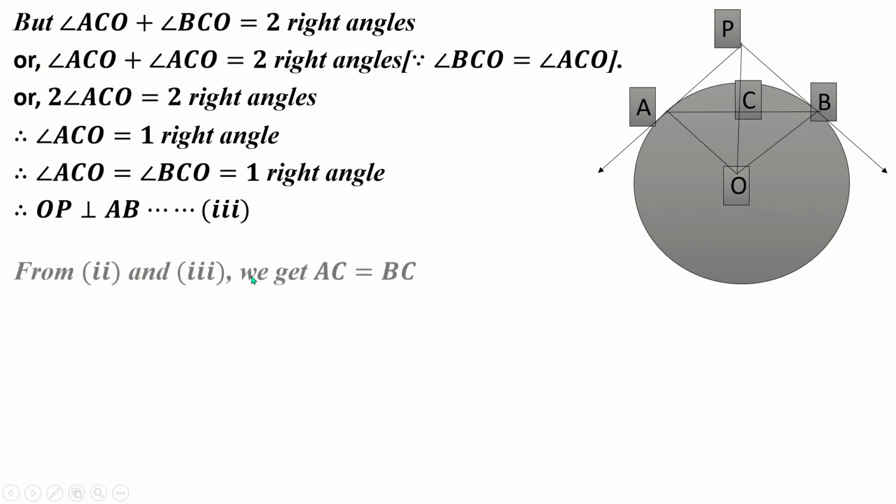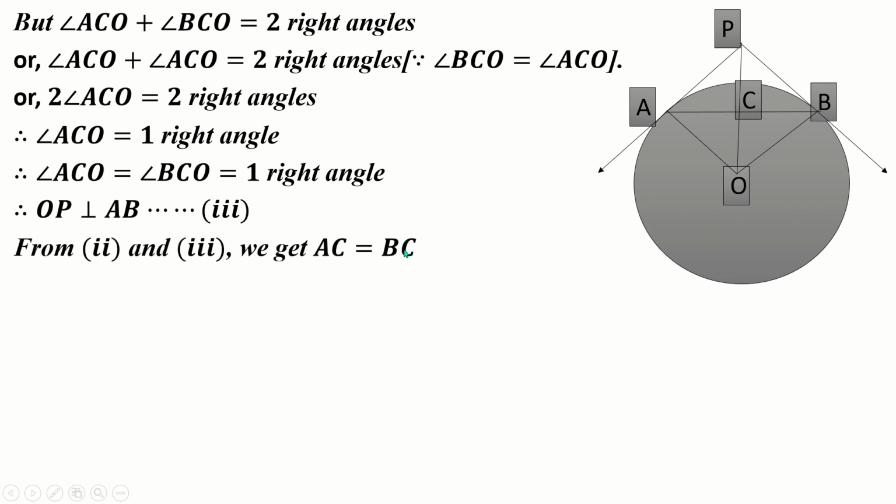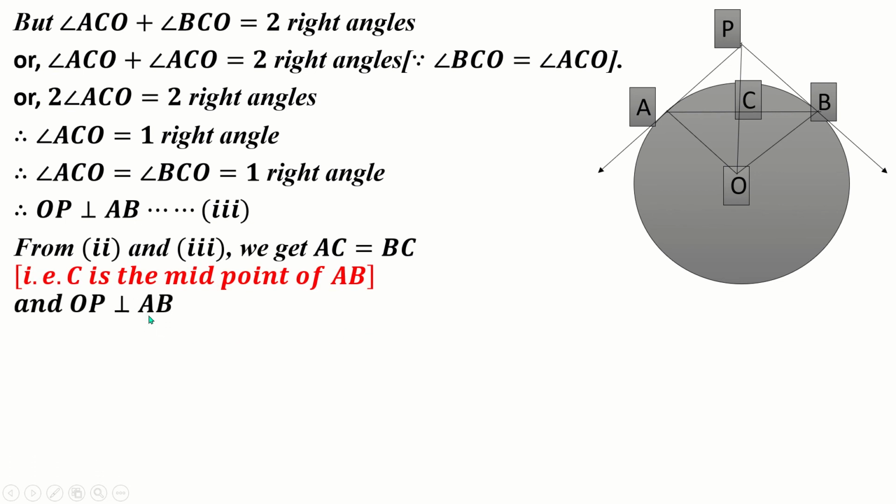And equation number 2 was AC equal to BC, that means this equal to this. Number 3: OP perpendicular to AB. This and this are equal, OP is perpendicular to AB, and also this angle and this angle are 90 degrees, so we can say OP is the perpendicular bisector of AB. So the proof is complete. Very easy proof.